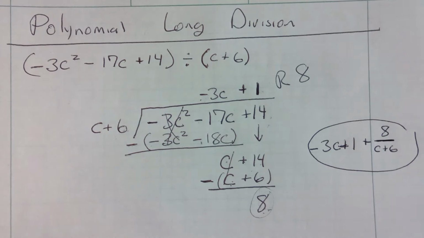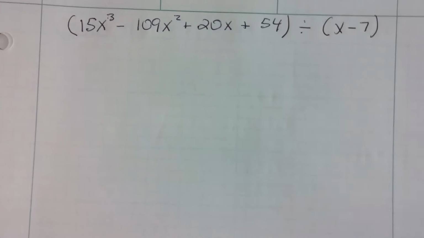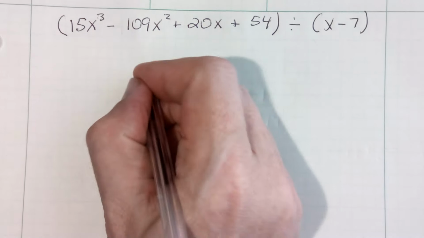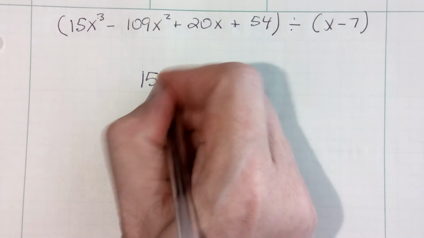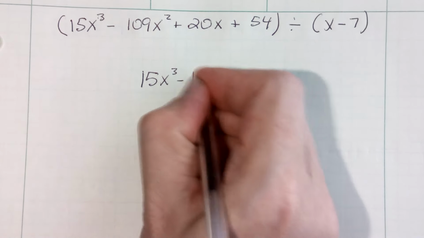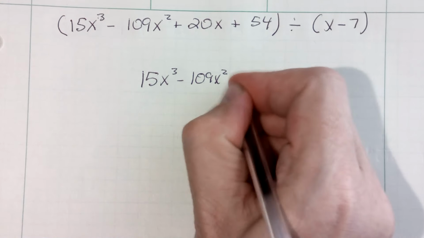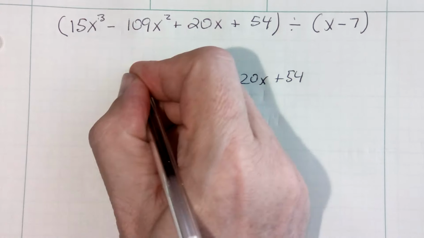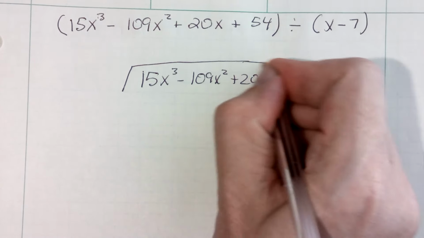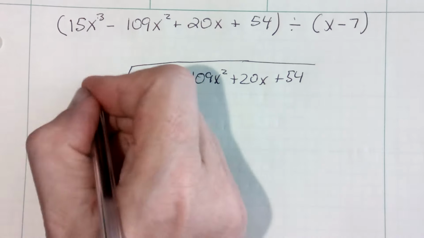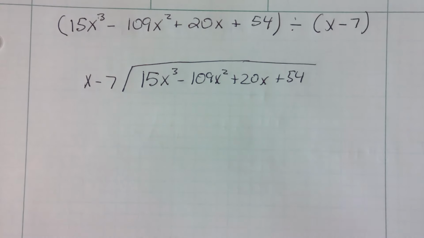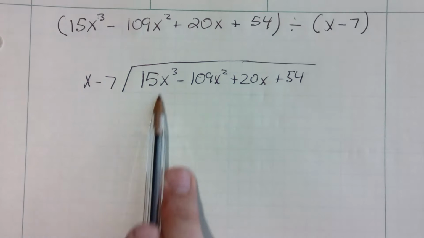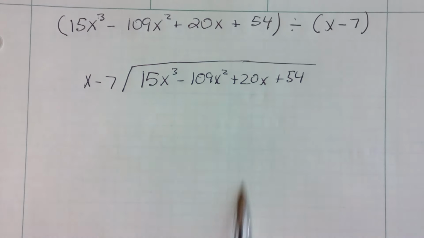Let's do another one. Here's a longer one because polynomials can be longer. Again, the first thing you're going to quickly do is write down the 15x cubed minus 109x squared plus 20x plus 54, and you're going to put it underneath a long division. And then you're going to write the x minus 7 in front of it. Now we're going to keep all the terms lined up. The x cubes lined up, the x squareds lined up, the x's lined up, and the constant lined up.